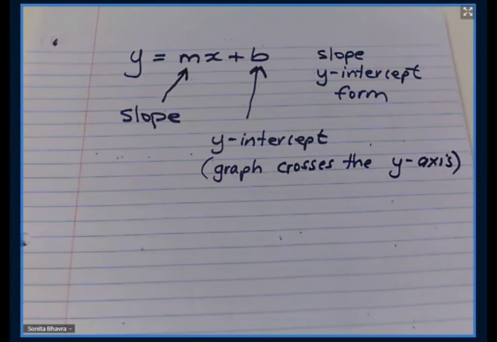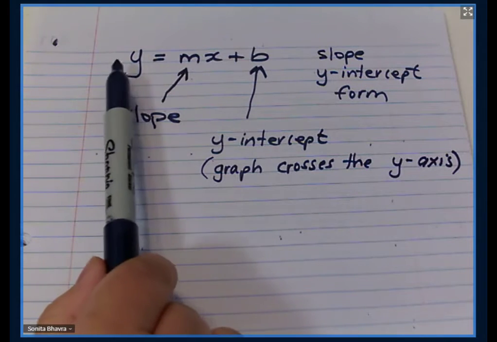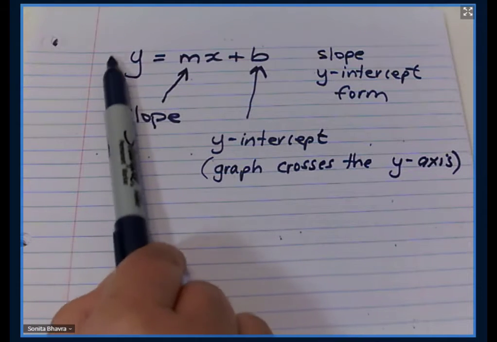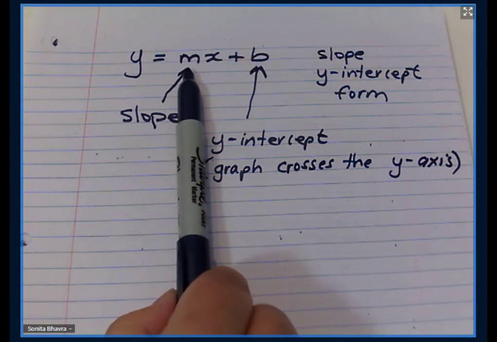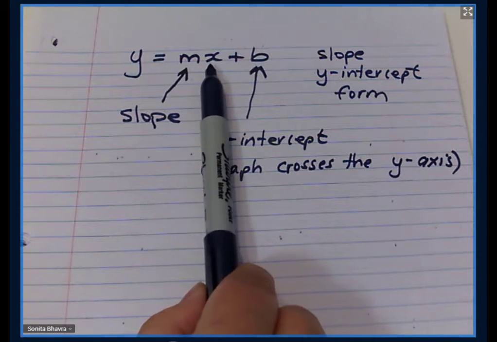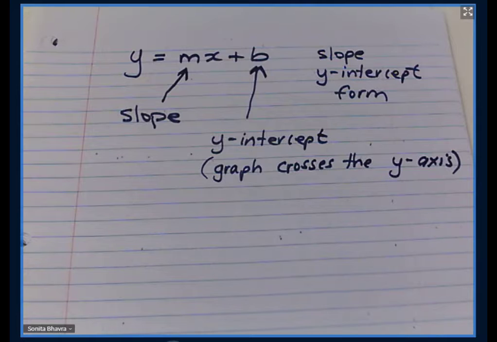All right, so that is the slope y-intercept form. Notice that on the left-hand side, we have to have the y. There's nothing else on the left-hand side. Our right-hand side will have this format. It's the mx plus b, which will make more sense as we look at examples.